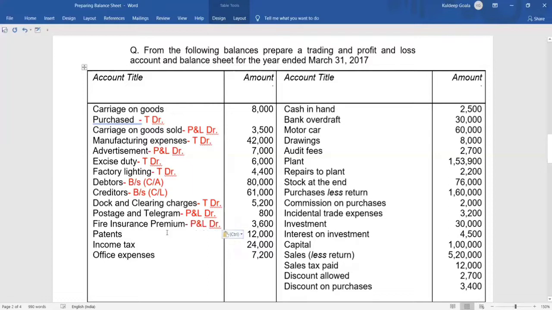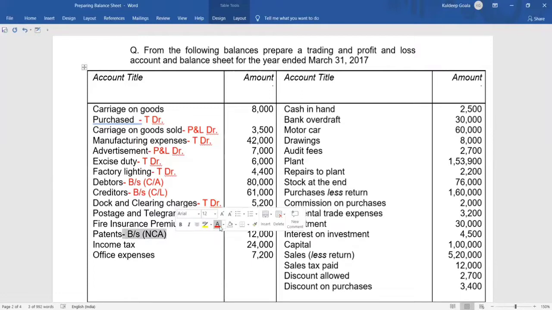Then we have got patent. Patent is a non-current asset, isn't it? It's a non-current, non-tangible asset. Okay, so intangible asset. Okay, non-current intangible asset. So it will come in the balance sheet. Which side? Balance sheet, asset side as non-current asset. NCA, non-current asset.